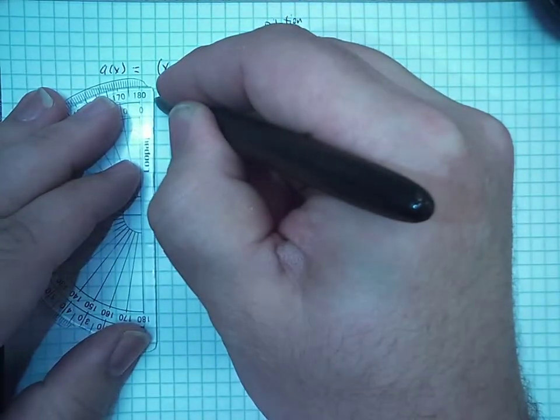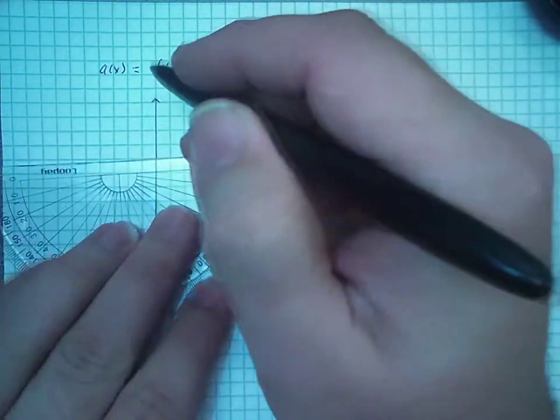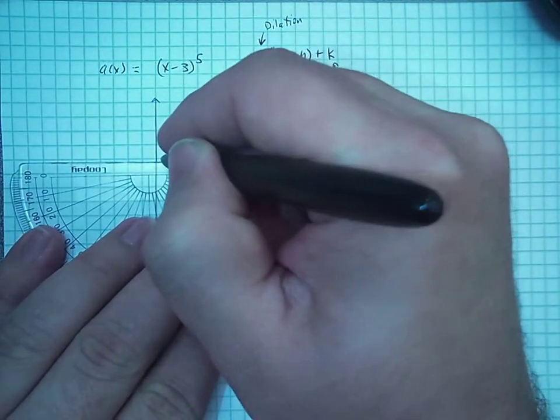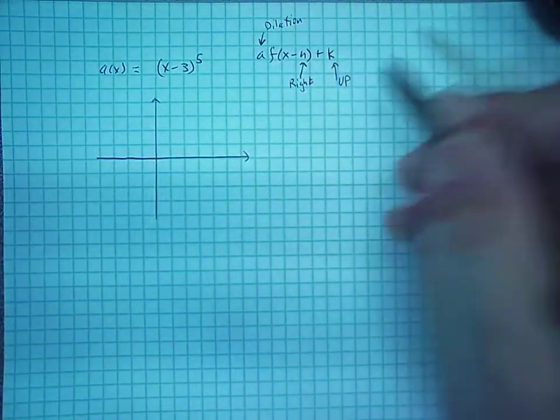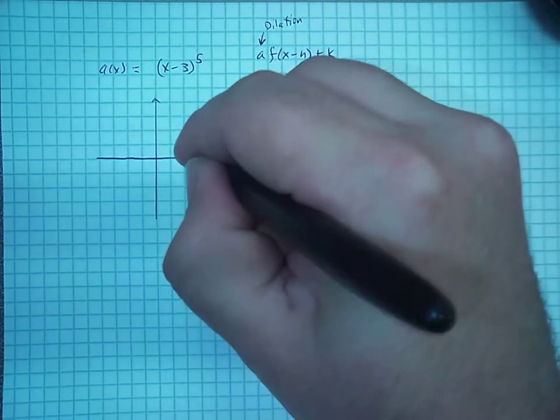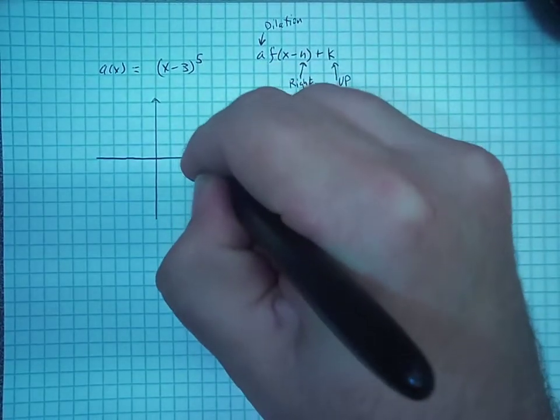We normally expect a monomial function with a positive coefficient to start with its vertex at (0, 0). In this case, that minus 3 gives me a translation 3 spaces to the right, so the vertex has been moved to (3, 0).